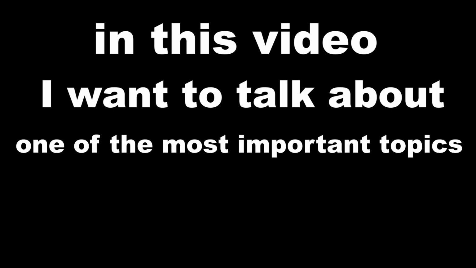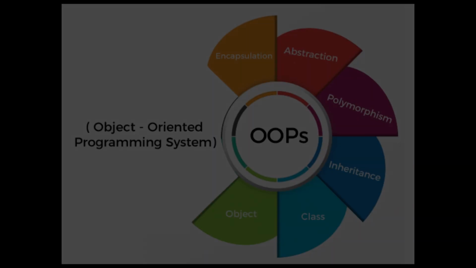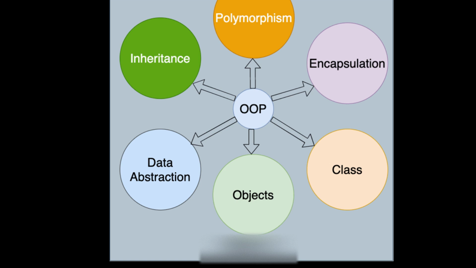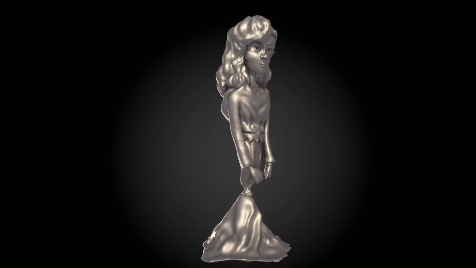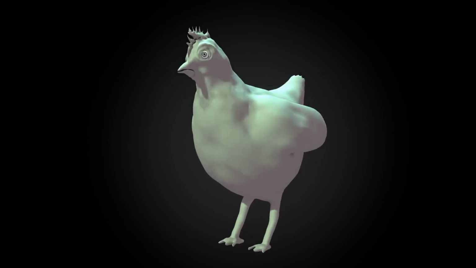In this video, I want to talk about one of the most important topics in programming: object-oriented programming. To explain object orientation, I need to talk about two important topics. The first is objects and the second is classes. What is an object? Everything around us is an object.